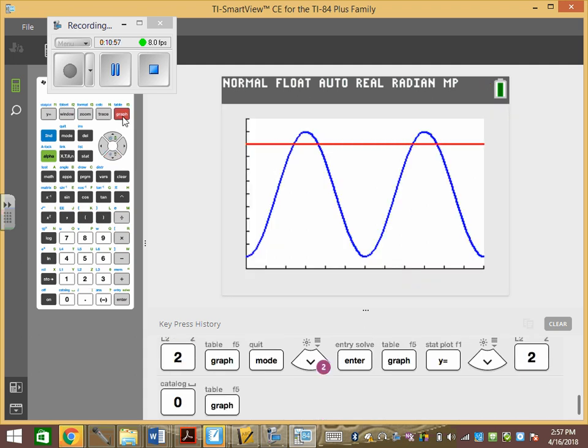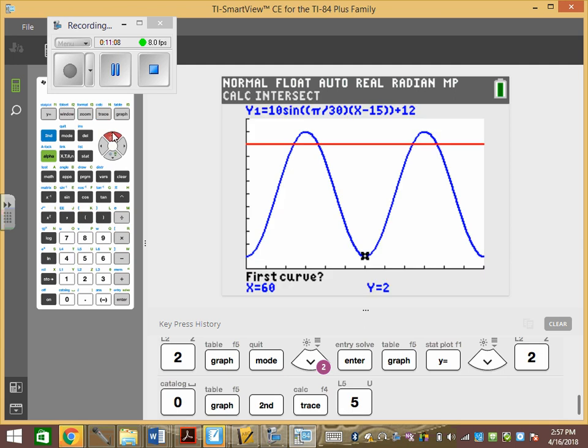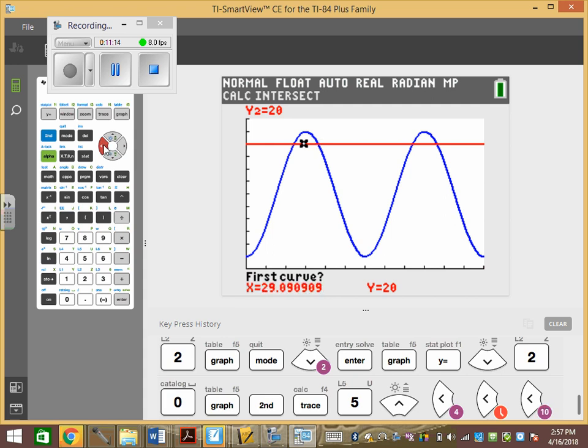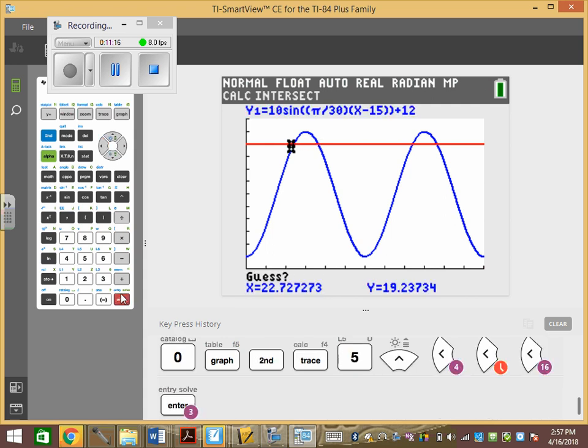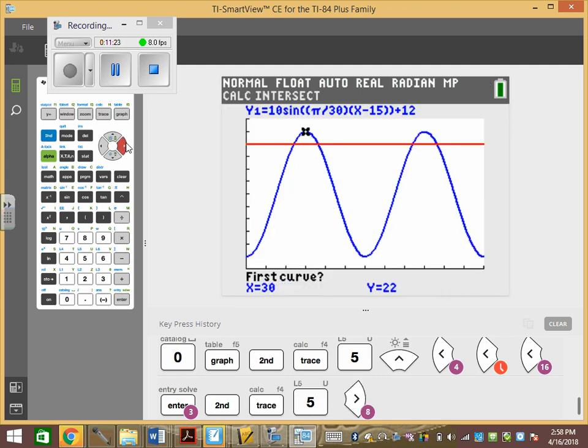I only care about this one and this one. I do not care about this one and this one because those are outside of 60. Second trace, 5. Get up onto the red. Enter, enter, enter. And I get 23.9. Second trace, 5. Enter, enter, enter. 36.1.